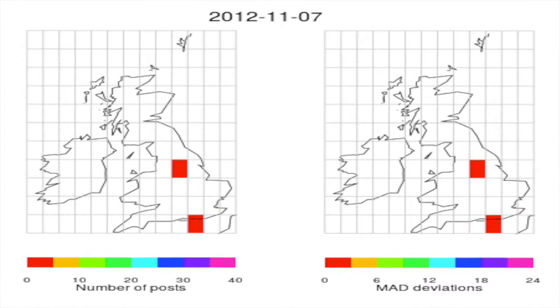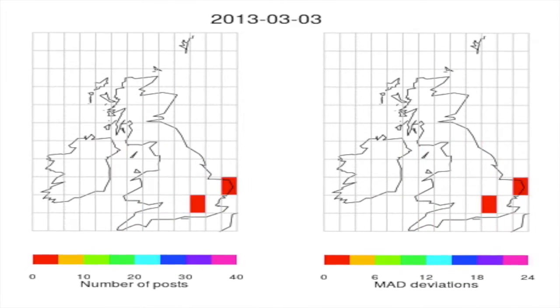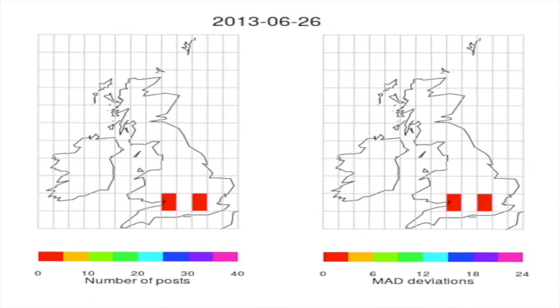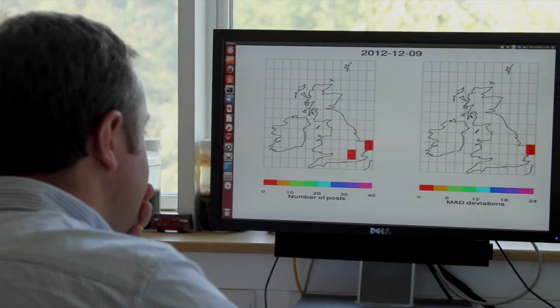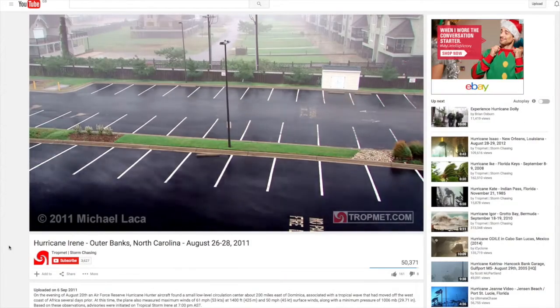This animation is showing posts around climate change over a 2-year period, and when you suddenly see a cluster of dots on the graph, it's basically telling us that something happened at that time in that place. Now what we are finding is a lot of political events, so demonstrations and rallies, but also extreme weather events, floods and hurricanes and storms.